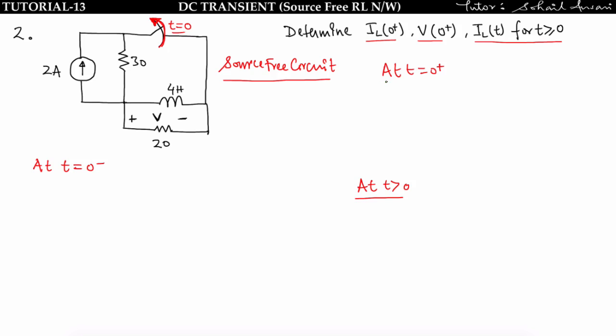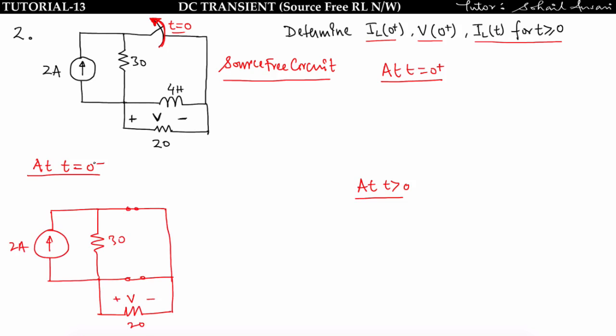We will make these 3 circuits, and whatever we have to find, we will find by approaching that circuit. I already explained to you that at t equal to 0 minus, this network is at a steady state. That means the inductor can be replaced by a short circuit. So let us draw the circuit for t equal to 0 minus. In this circuit, the inductor will be replaced by a short circuit because it is at a steady state.